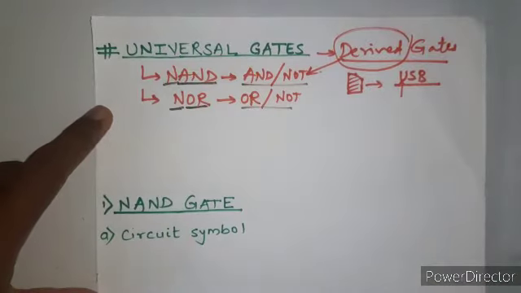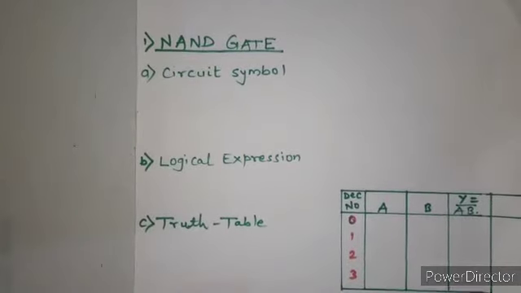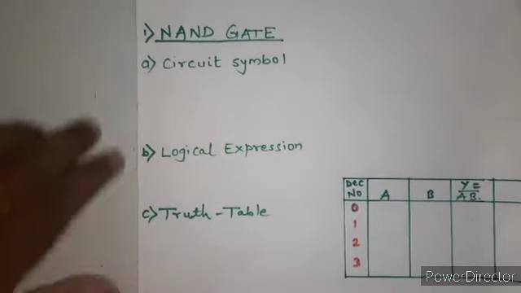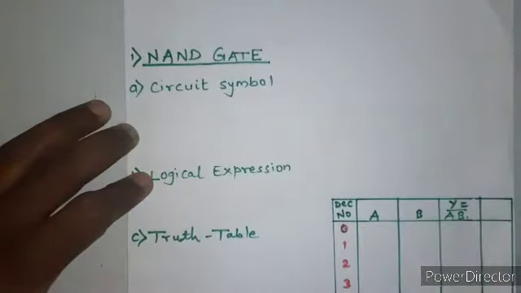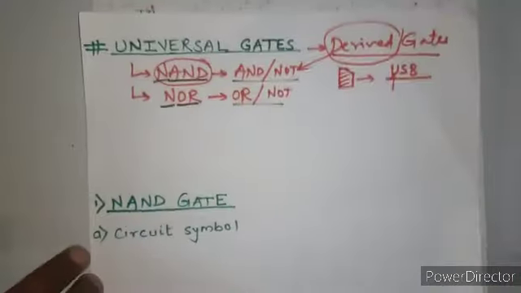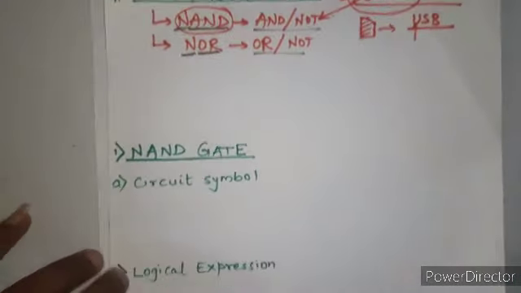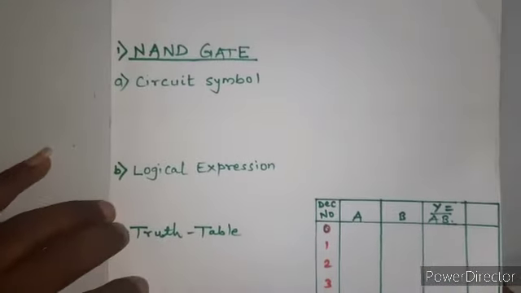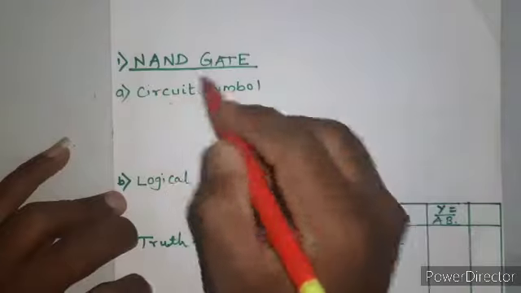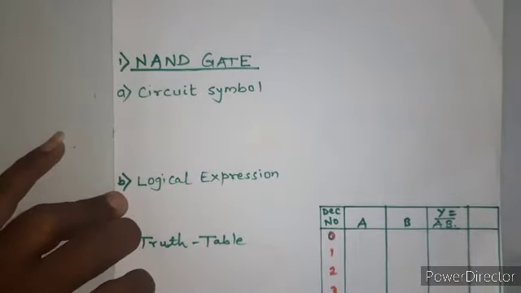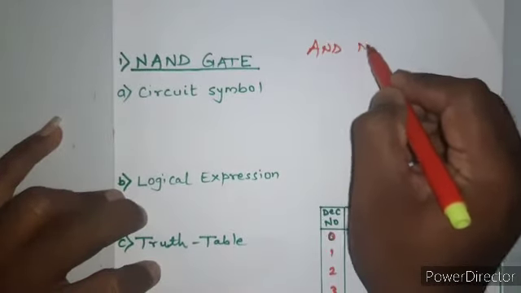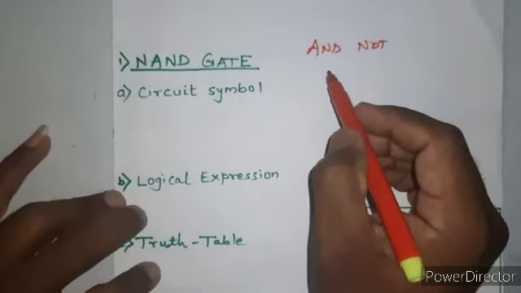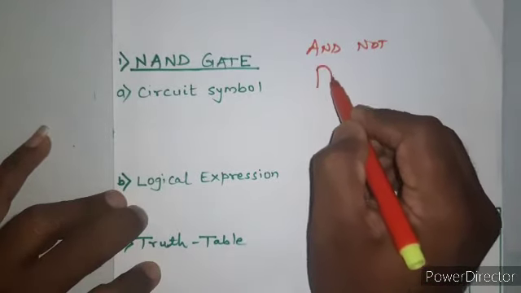Okay, so for this also, let us try to see the working of both the gates with the help of our 4 points. Okay, so circuit symbol. Now since this is a combination of AND gate and NOT gate, here first we'll try to understand and then we'll come to the final circuit symbol. So this is AND NOT. This is the structure. Now what is AND gate? AND gate is this form.